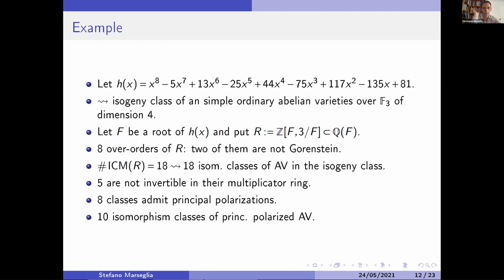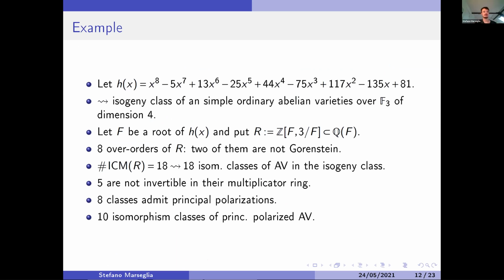As I have the microphone on, I'll jump in. Computationally speaking, where are we standing now? What can you reach in genus and fields?